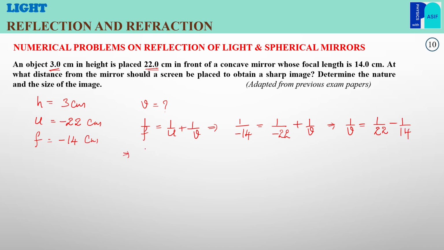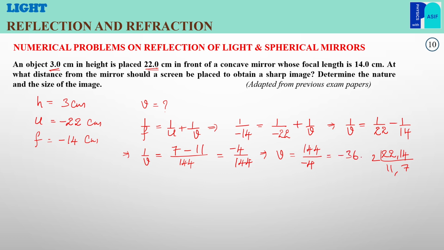So here we take the LCM. 1 by v is equal to, the LCM of 22 and 14 will be 154. 7 minus 11, that is equal to minus 4 divided by 154. And if you simplify further, we can write down v is equal to 154 divided by 4, minus 38.5 centimeters. The image formed is on the left side of the mirror. Therefore, it is a real image.